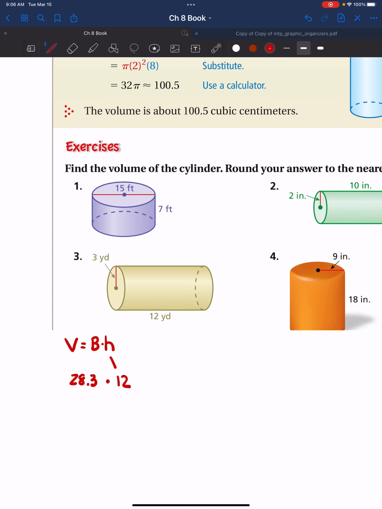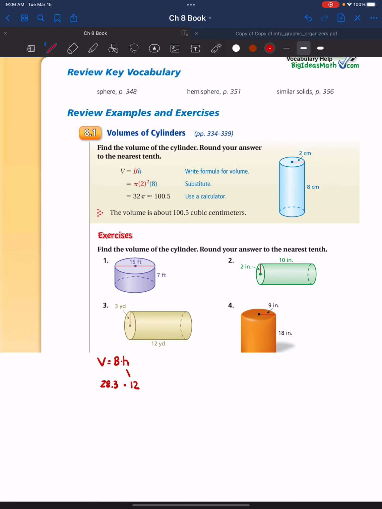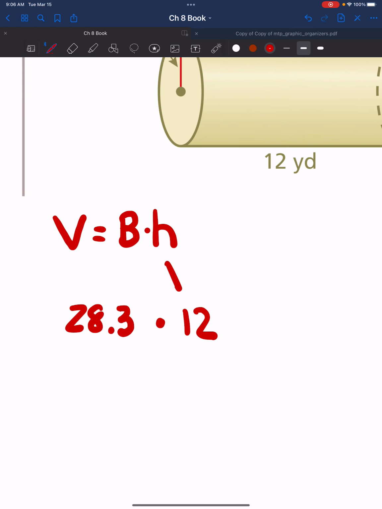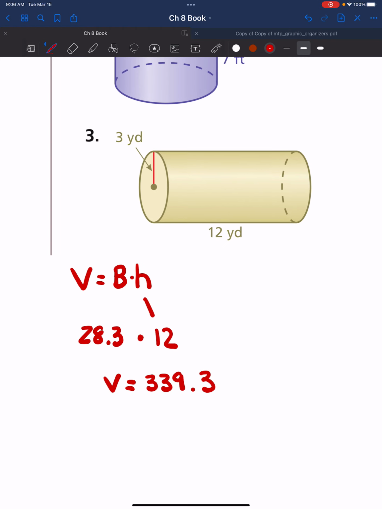Or, if you're like me, you can leave that in your calculator and get a very precise answer by just now saying that times 12. Okay. Now that I've taken that times 12, you should too on your calculator. You should get the volume. The volume is 339.3. I rounded that up. And then we have to label it correctly. Yards, because I see yards. Cubed, because we found volume.